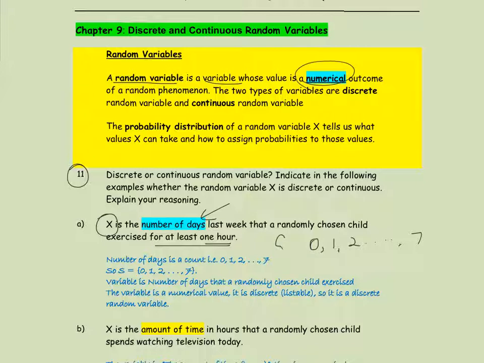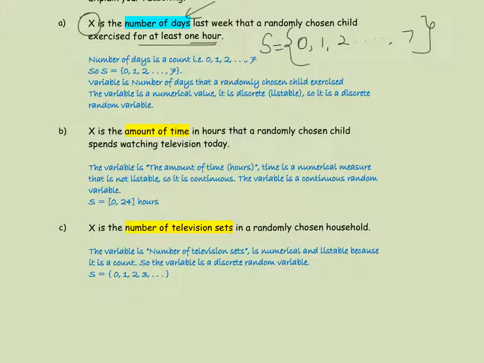So the sample space of this experiment is listable. It's also numerical. It's a count. It's a number of days. So this would be called a discrete random variable.